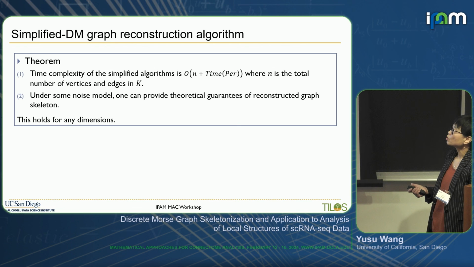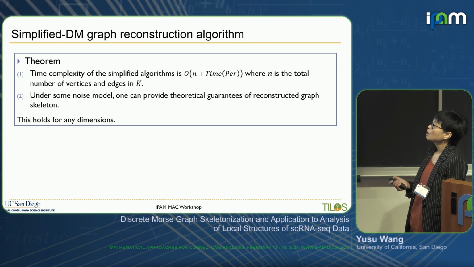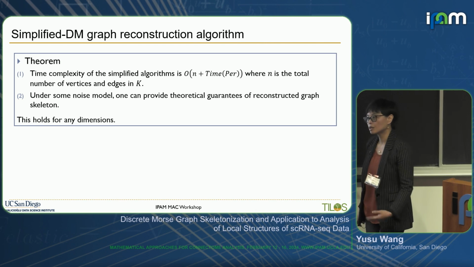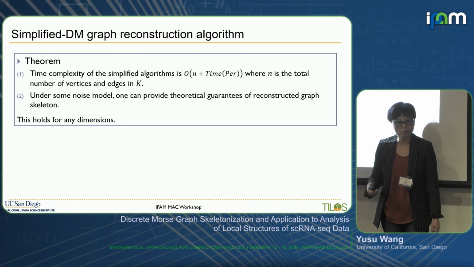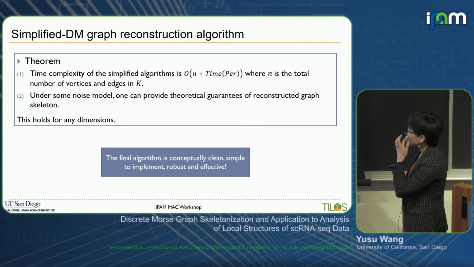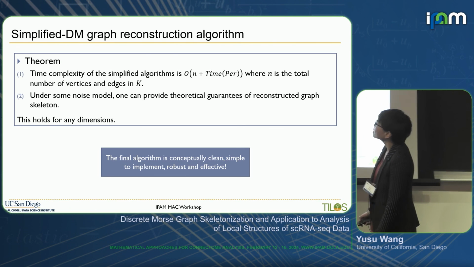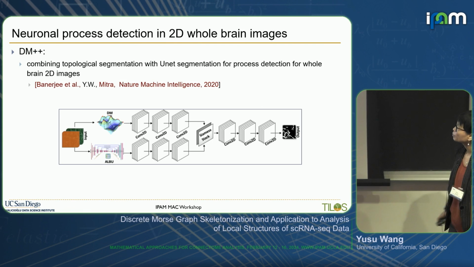And this algorithm will also show that under some certain noise model, you can actually show that the reconstructed graph is both geometrically and topologically close to the hidden graph that the data is supposedly sampled from. Okay? And this holds for any dimension and is quite easy to implement now. You just need to compute the persistence.